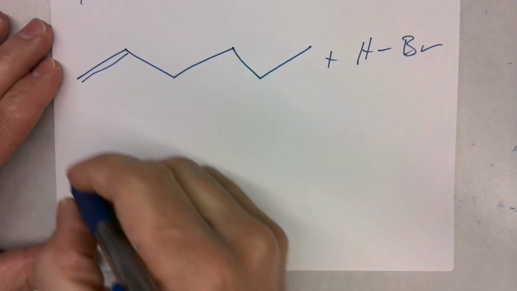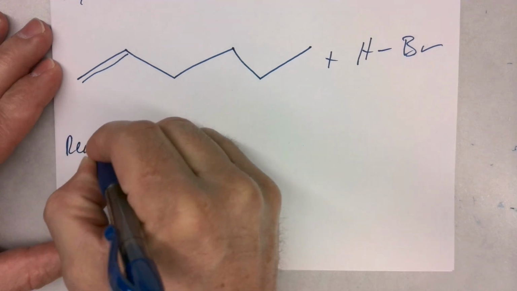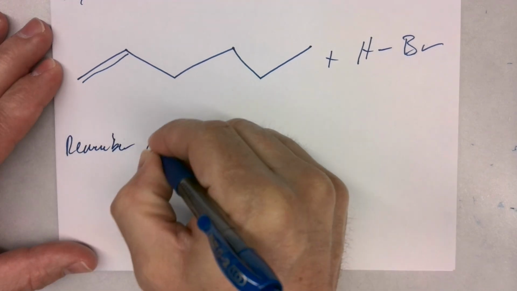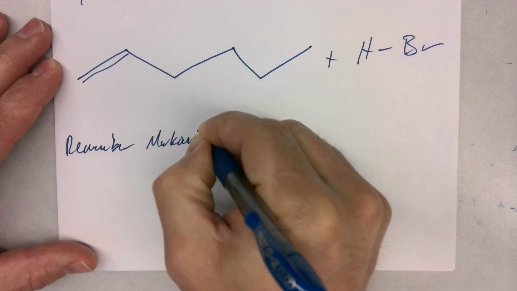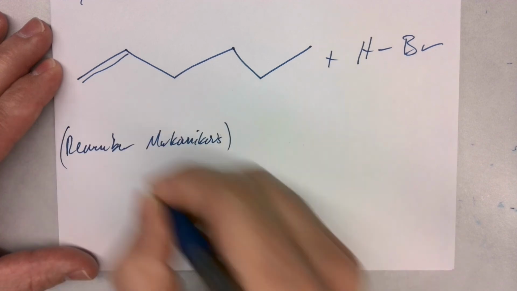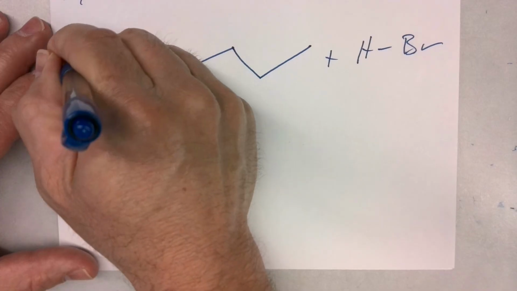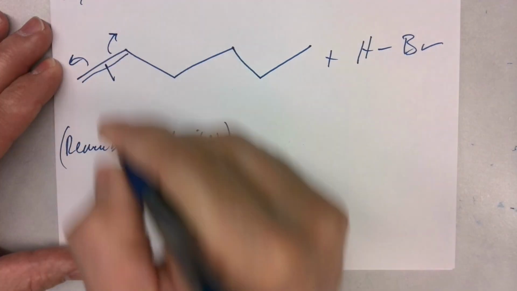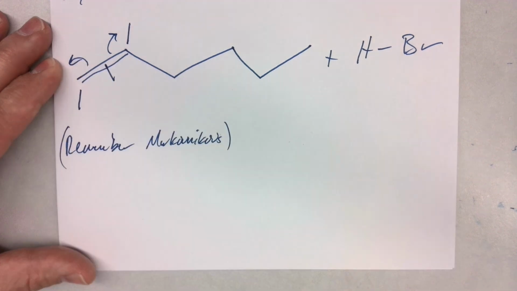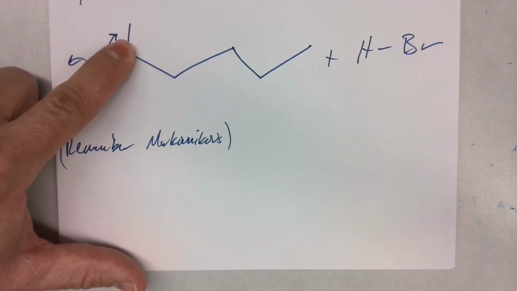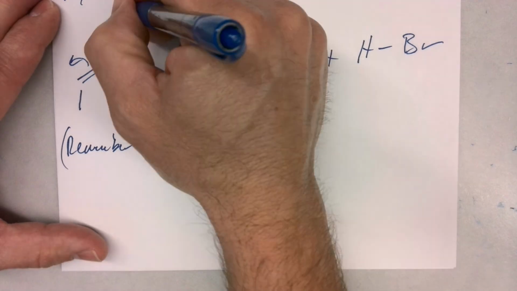Yeah, I got to remember Markovnikov's rule. Okay, rich get richer, right? So this is going to break, right? Half of it's going to go there, half of it's going to go there. What is going to go here? What is going to go there? What's going here? Bromine. There's going to be bromine.